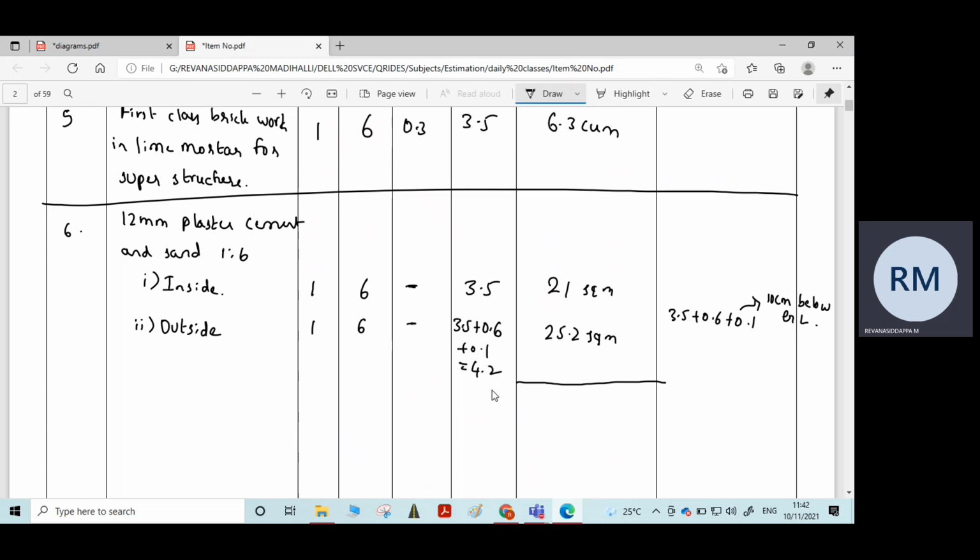Now you do the total calculation. What will be the total plastering work? The answer, 40? Yes, 46.2 square meter.